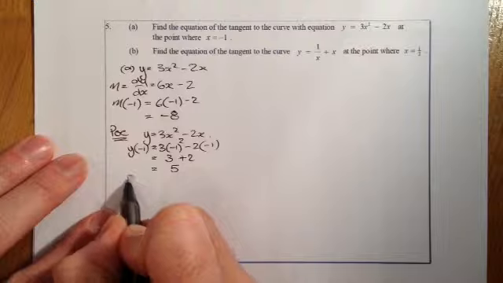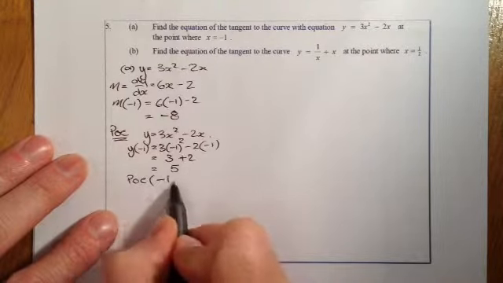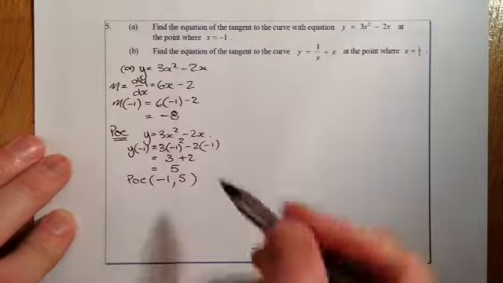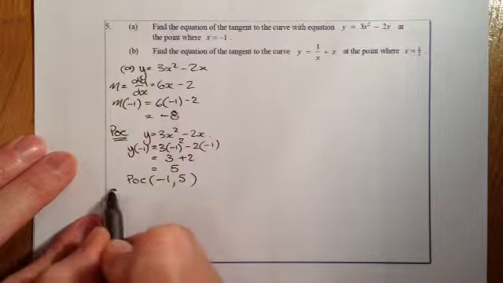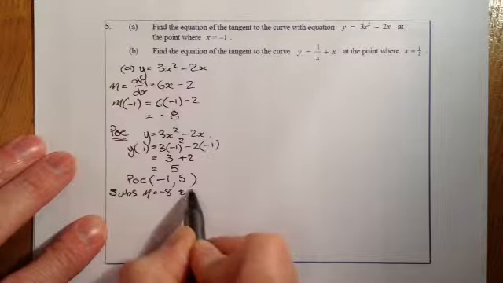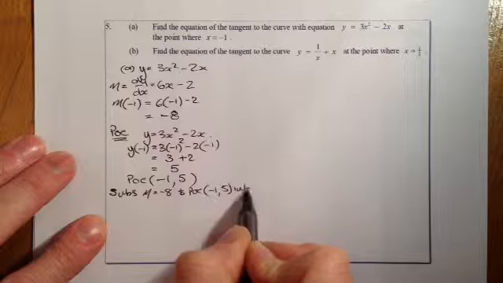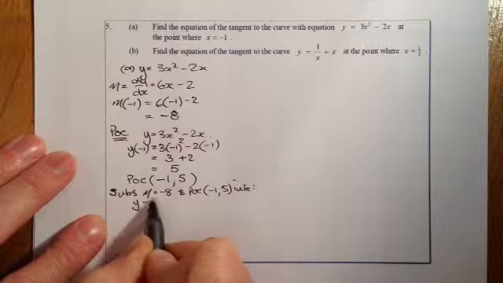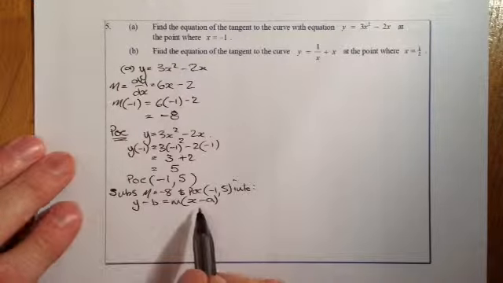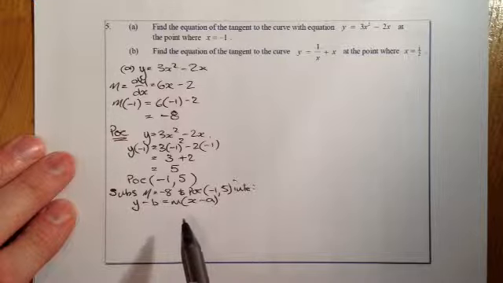So the point of contact that I'm going to use is minus 1, which was the x coordinate I was asked to use, and 5, which was the y coordinate I worked out. So now I've got a point and I've got the gradient. What I'll do is substitute the gradient equal to minus 8 and the point of contact, which is minus 1, 5, into the equation of a straight line. Remember to get that right. That's one that you really need to know. It crops up in many topics that we'll be doing at higher maths.